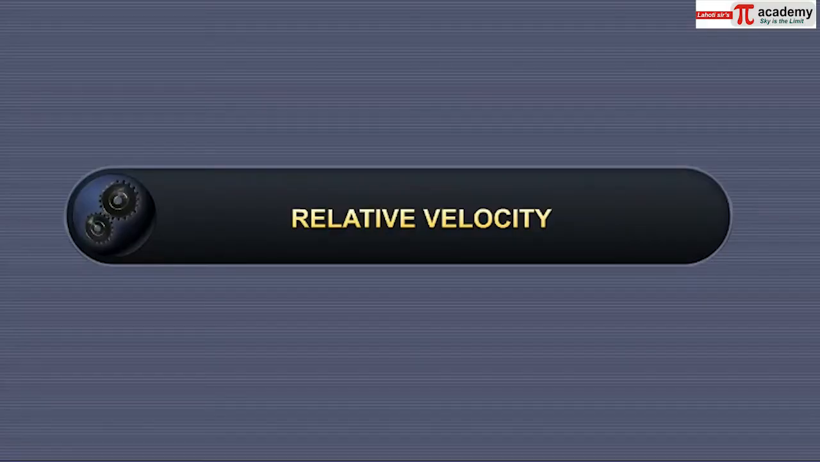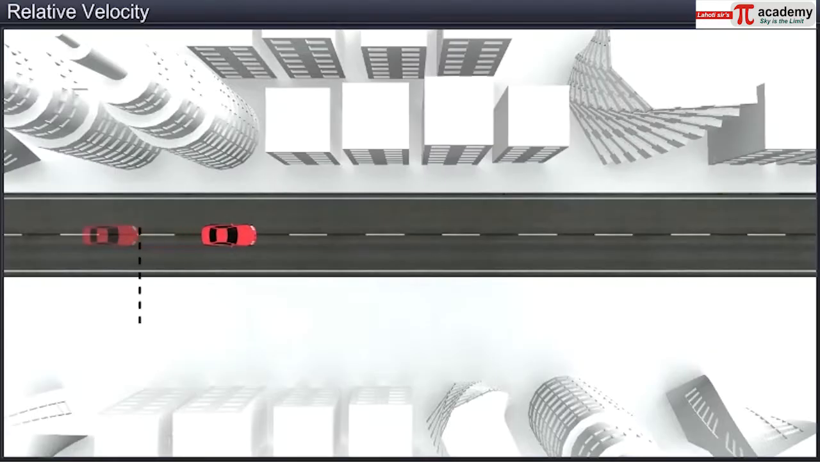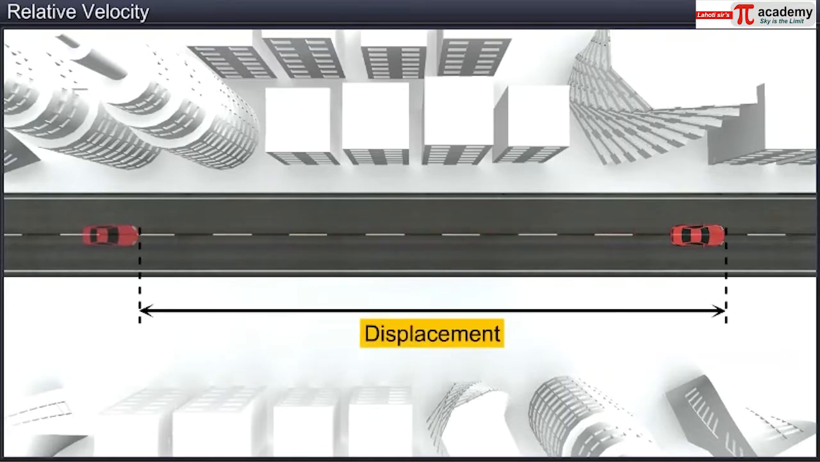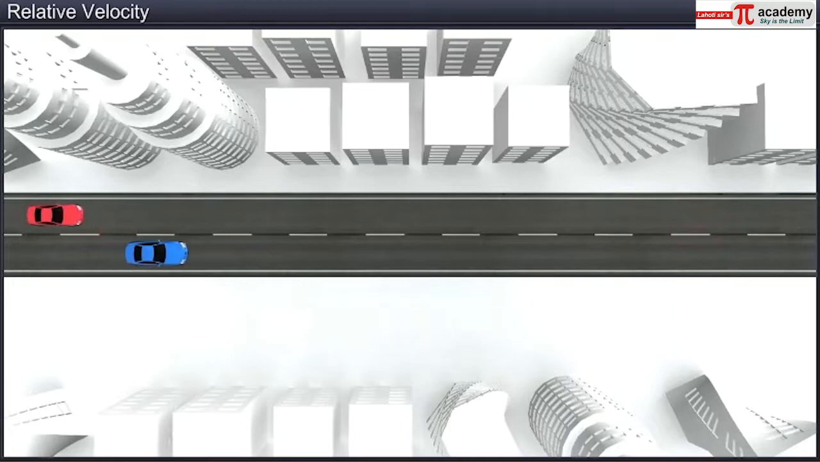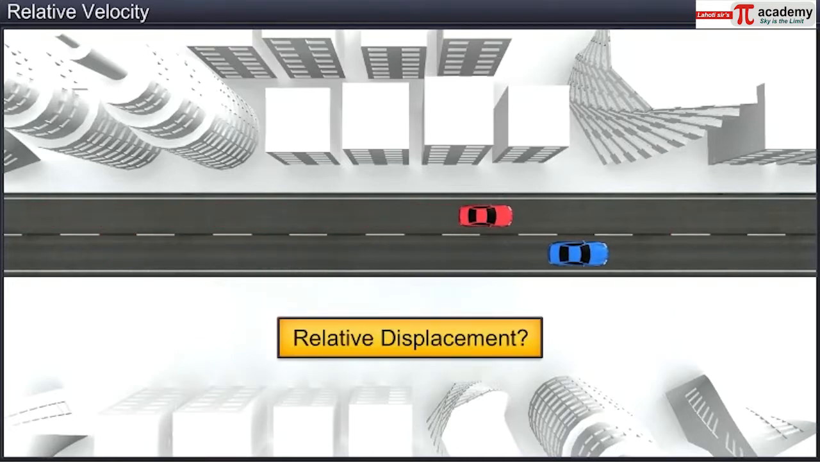In this module, you will study about relative velocity between two bodies in rectilinear motion. We know what displacement is. Now, let's understand what relative displacement between two bodies in rectilinear motion is.